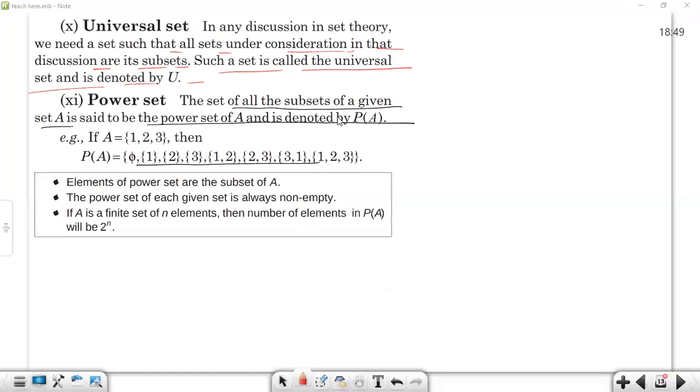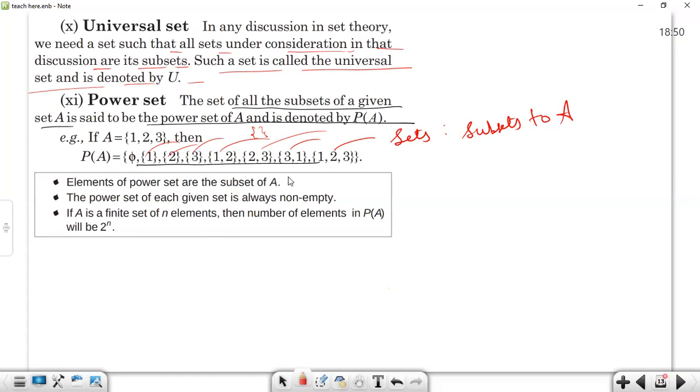So power set we have already discussed: the set of all subsets of a given set A is said to be the power set of A and is denoted by P(A). Like, there is a set {1, 2, 3}. Its subsets are the empty set, the set having element 1 only, because this is also a subset of A, {2}, {3}, {1,2}, {2,3}, {3,1}. These are all sets because they are written in curly brackets. Phi can also be written as curly brackets with no elements. So these are all sets which are subsets of set A.